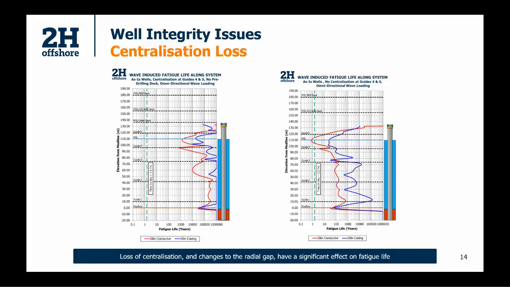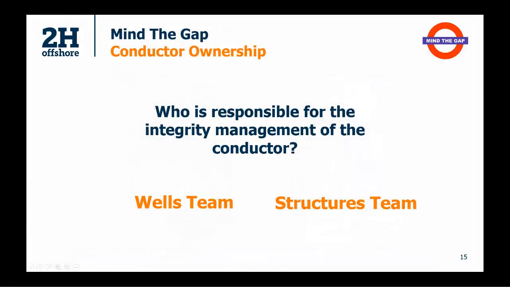So it's worth noting that this is the kind of effect that centralization can have. Obviously, this is the most extreme case where you assume you have no centralizers at guide 4 and 5. But what you would notice is if you have the loss of either of them, you would see a shift left. And even if you had an increase in your radial gap, so from 0.5 inch to 1 inch to 2 inch, you would be shifting this profile left towards a much reduced fatigue life. So that's kind of addressing the well integrity issues that we're concerned about.